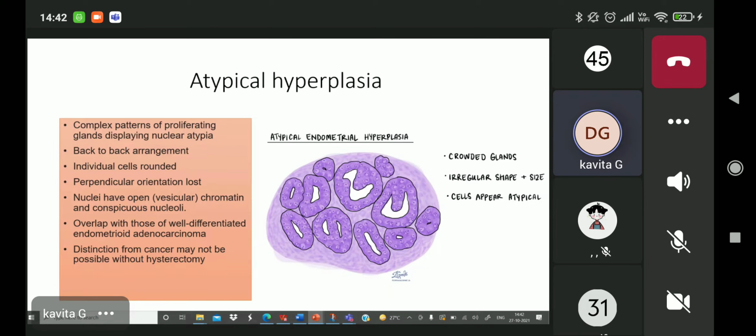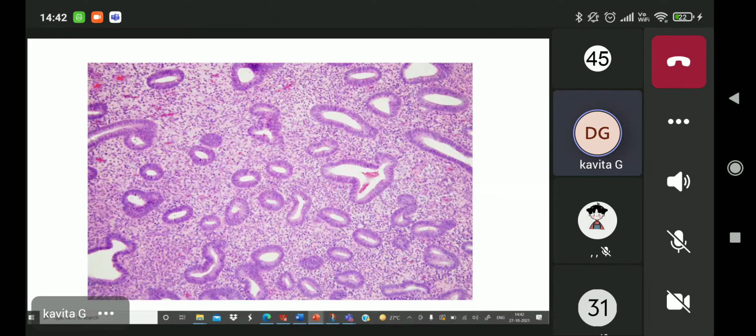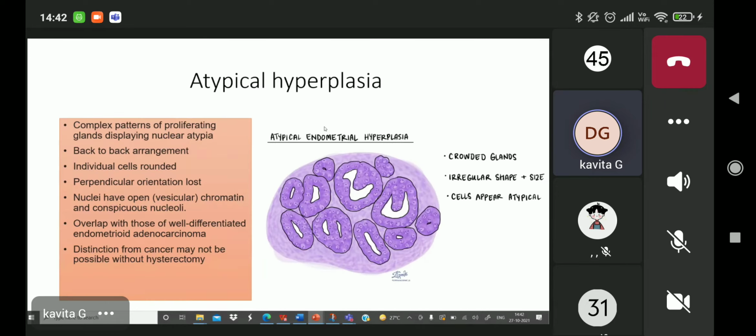And the well behaved cells that you were seeing, over here you can see that all the cells are kind of oriented at 90 degrees. So that thing is lost. Okay, so that perpendicular orientation is lost. Even the nuclei plump up, show vesicular chromatin. And this is also something that is synonymous with what you call as the endometrial intraepithelial neoplasia or EIN.